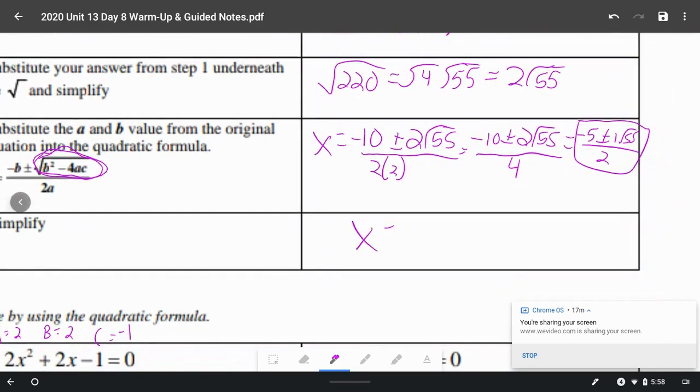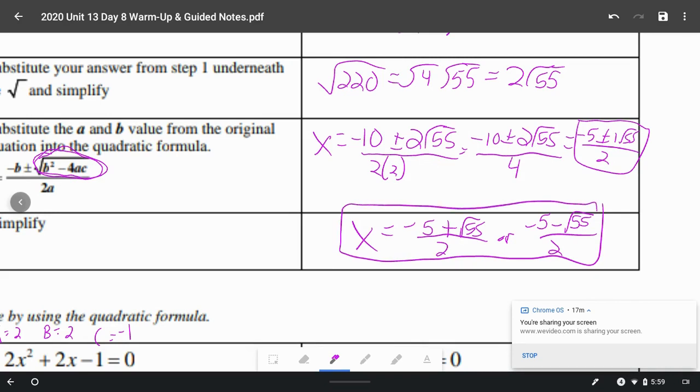So x equals negative 5 plus root 55 over 2. Or your other answer would be negative 5 minus root 55 over 2. So there's two different ways to write it. You can write it separately with a plus sign and a minus sign, or you can just stack the plus and minus sign just like I did up above, and that's a little bit faster for you.